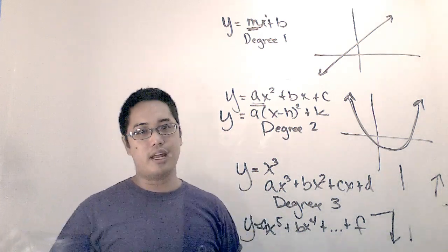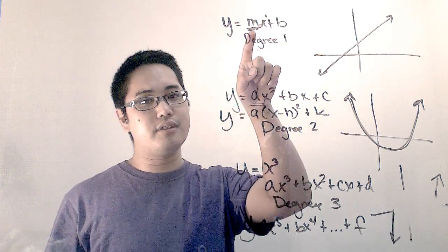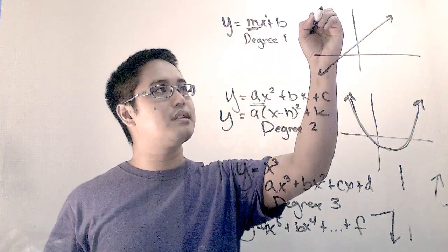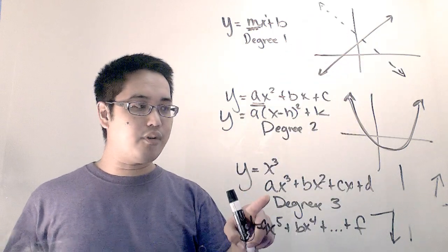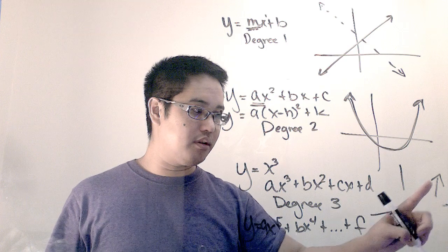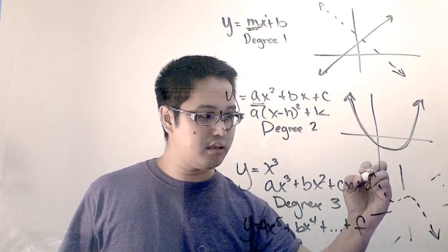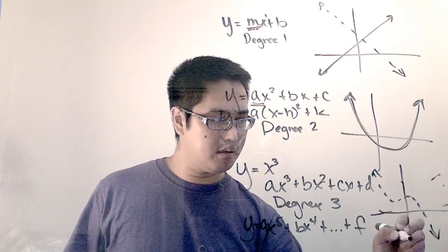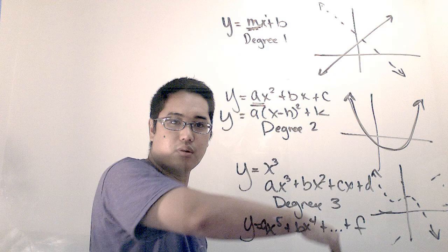Now I can change that end behavior if I change the number in front. See, if I make this a negative slope, this line would look like this. If I make this a negative coefficient in front, this graph would look something like this. Right? It would start high, and as you go to the right, it would go down.